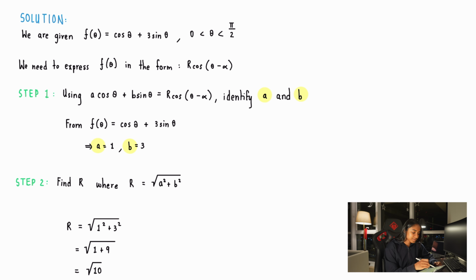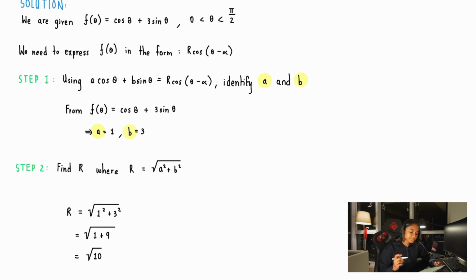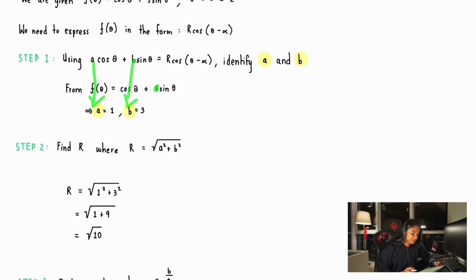We are given f of theta, so that's cos theta plus 3 sine theta. We know the restriction. We need to express it in this form, r cos of theta minus alpha. So we have to identify a and b using this, okay? So f of theta is equal to cos theta plus 3 sine theta, we know that it's in the form a cos theta plus b sine theta, where a would be 1 and b would be 3, okay?